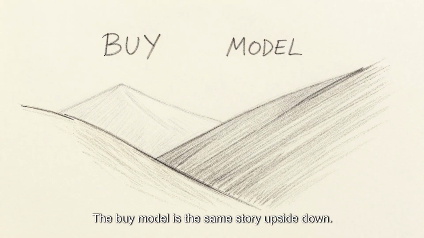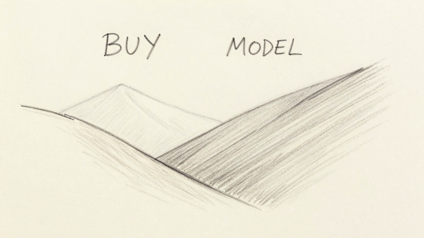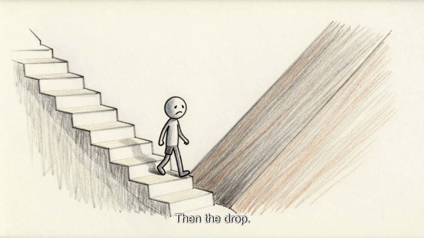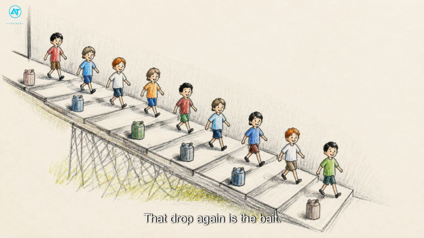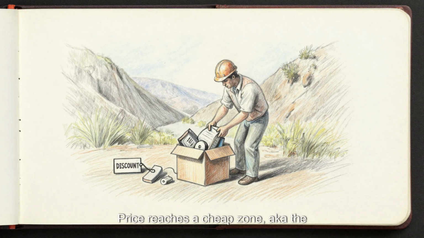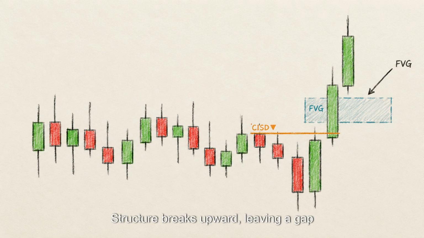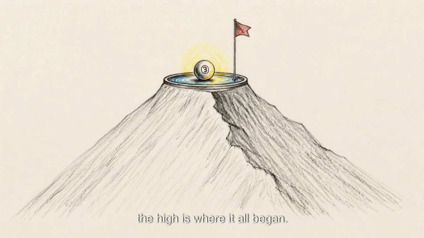The buy model is the same story upside down. Picture a valley. Same staging area, price coils in its original consolidation. Then the drop. Price falls, making lower steps, looking weak and bearish. That drop, again, is the bait. It stacks fuel below and lures breakout sellers short. Price reaches a cheap zone, aka the discount, where smart money wants to buy. It sweeps the lows, grabs the fuel below, and turns up. The turn mirrored. Structure breaks upward, leaving a gap behind, and price climbs out of the other slope. Target? The highs where it all began. The valley is complete. Same engine, opposite direction.